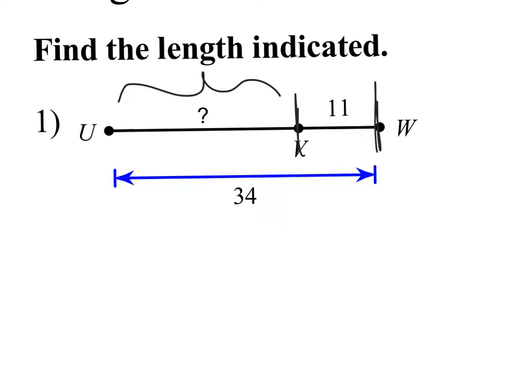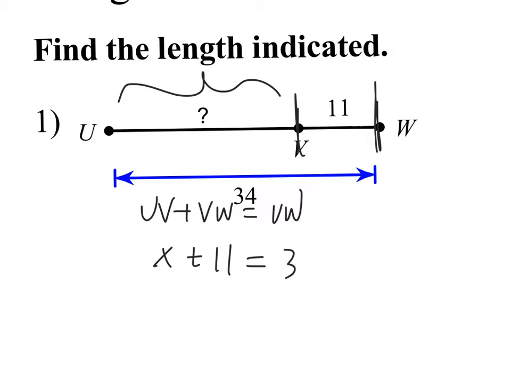Well, if the entire thing is 34, all right, and our segment addition postulate says the two segments added to each other equal the whole thing, so that would be UV is one segment plus VW equals the entire thing, UW. All right, we can then fill in our missing pieces, right? So we don't know what UV is, so we call that X. We know VW is 11, and we know UW is 34, right? That's just following the segment addition postulate.